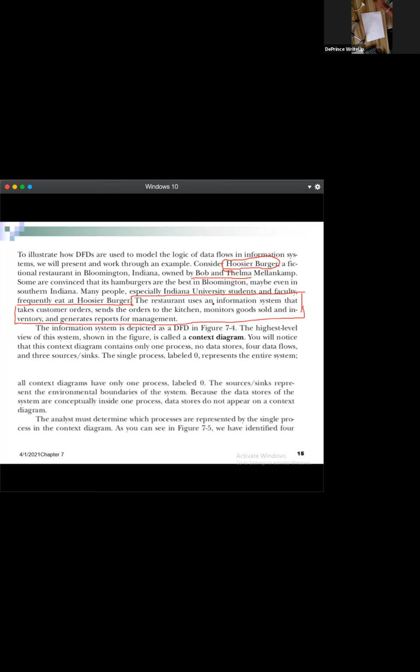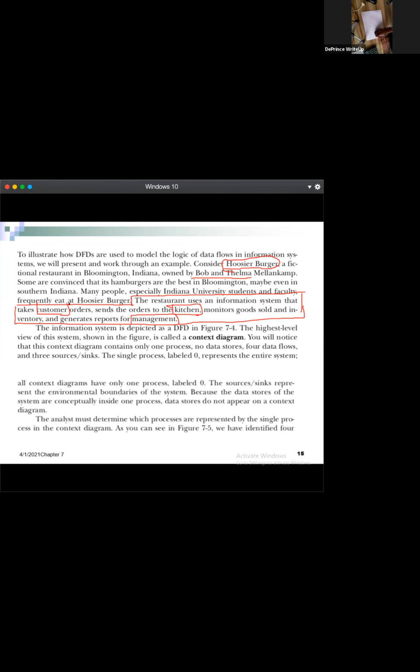So what does it say? The restaurant uses an information system that takes customer orders, sends the order to the kitchen, monitors the goods sold and inventory, and generates reports for the management. Look at this scenario now, and you will notice how many external entities? Customer, kitchen, restaurant manager. Restaurant manager, customer, and kitchen, which means we already have our 3 objects.